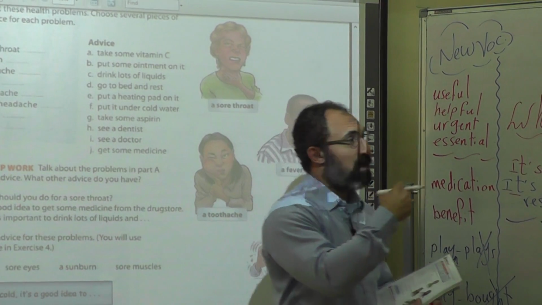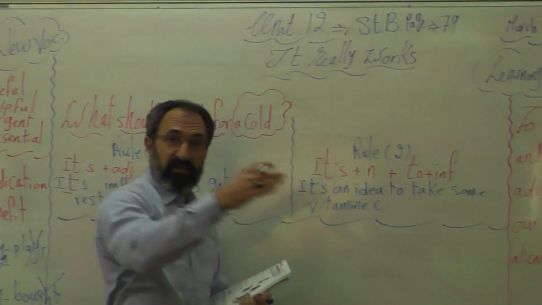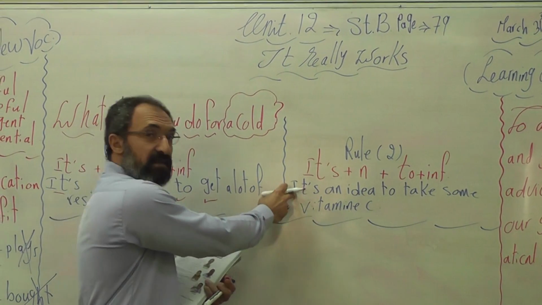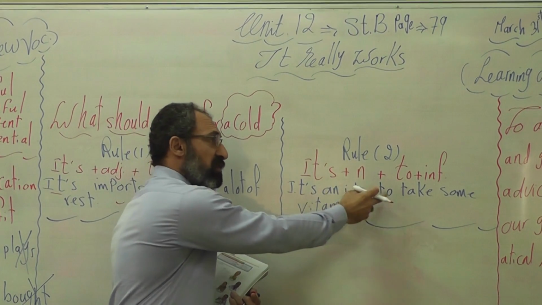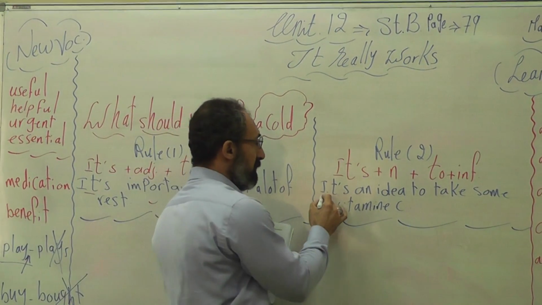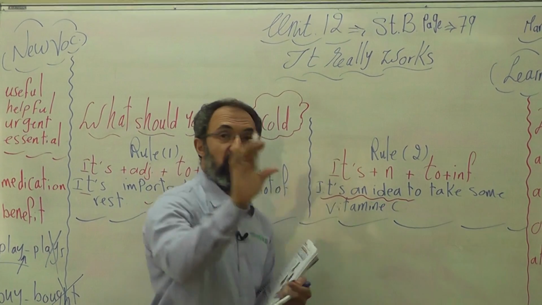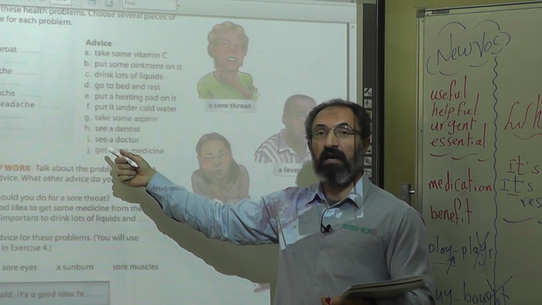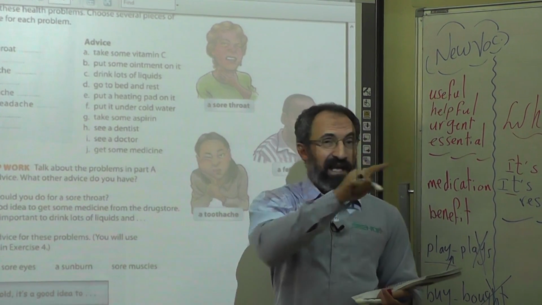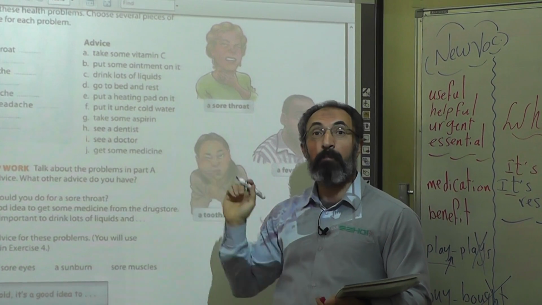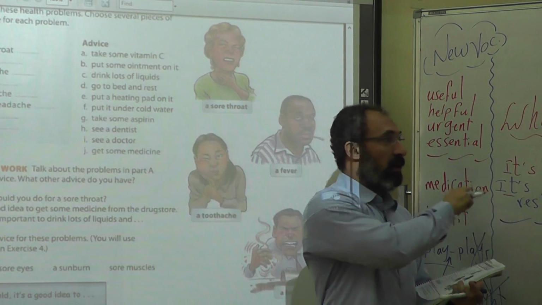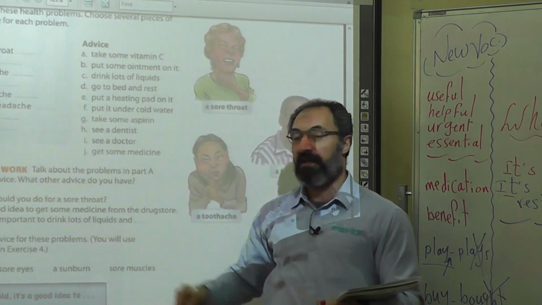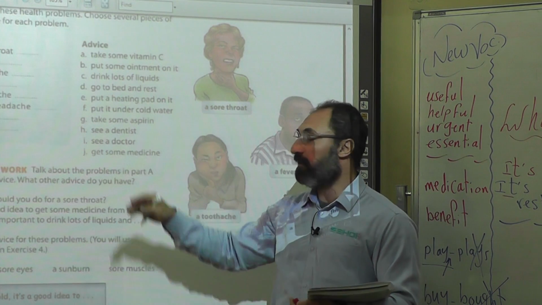Okay, so here can we use the second grammatical rule? Of course we can, yes. And here I have to get a noun. So it's an idea to. To what? So I will again choose letter J. It's an idea to get some medicine. So I applied the two grammatical rules on number one, which is going to be matched with letter J.